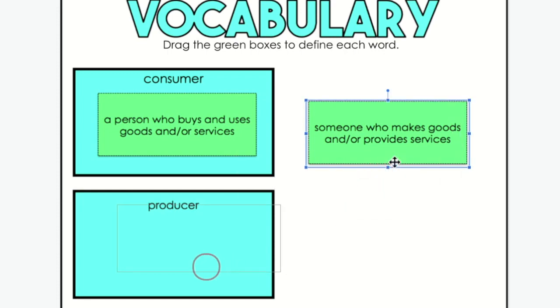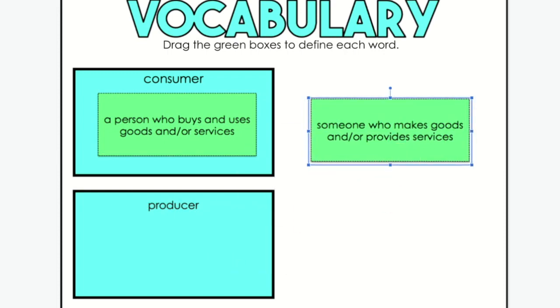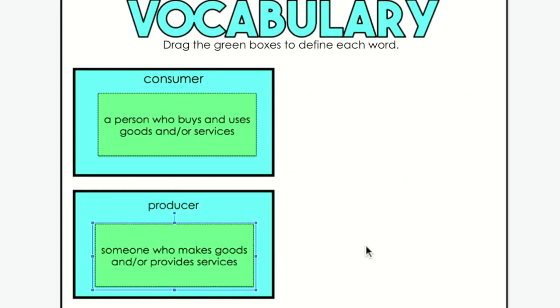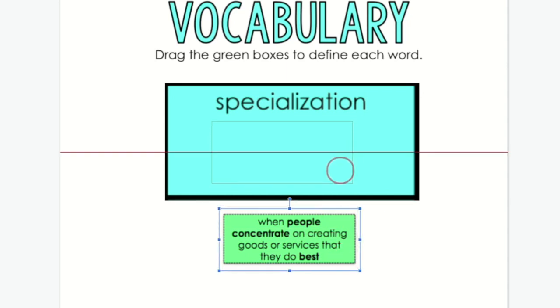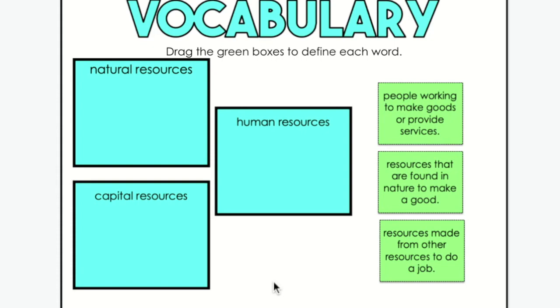And a producer is someone who makes goods or provides services. So the producer is the person that makes the toys, or the producer can be the person that cuts your hair. Our next vocabulary word is specialization. Specialization is when people concentrate on creating goods or services that they do best.